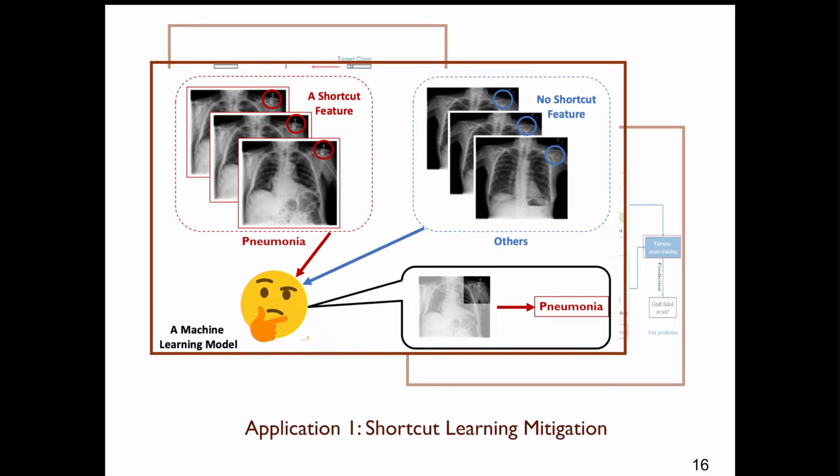Okay, next I'm going to discuss how we can make use of interpretable machine learning algorithms and techniques to solve the shortcut learning mitigation problem.